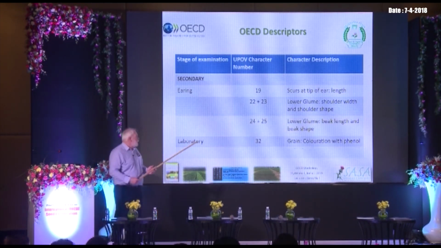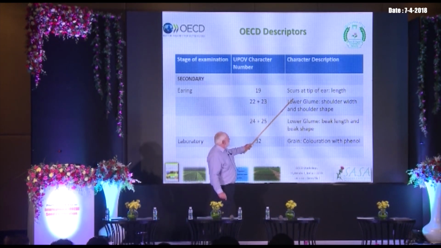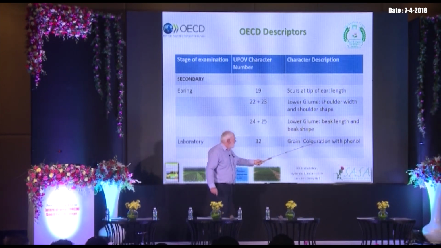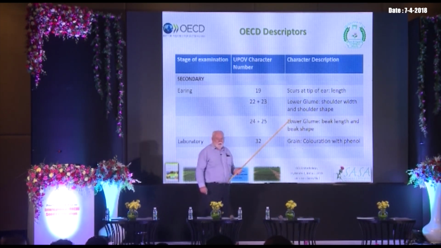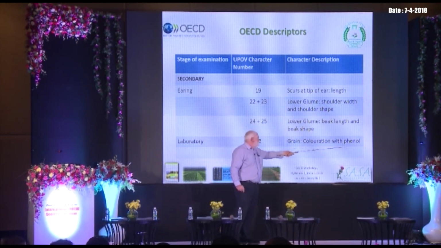Then the secondary characters take a little bit more searching out. So scurs at the tip of ear, the length, lower glume shoulder width and shoulder shape, lower glume beak length and beak shape, and grain coloration with phenol. And this is a really interesting character because that's a biochemical test that's approved.